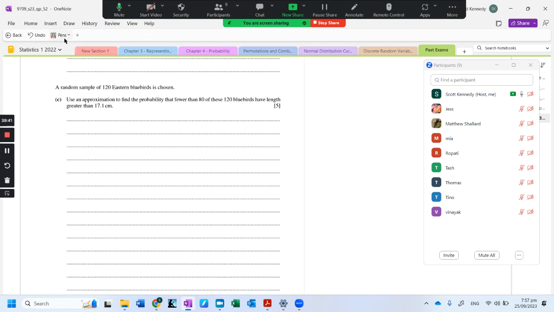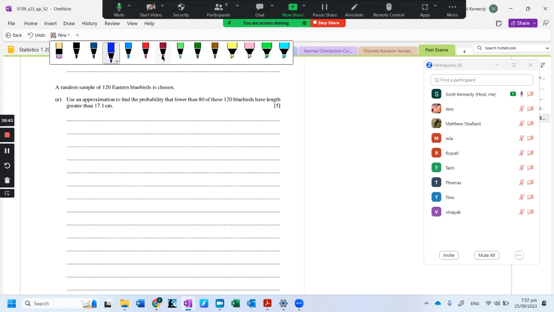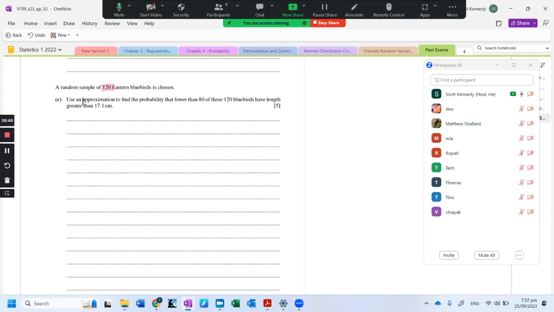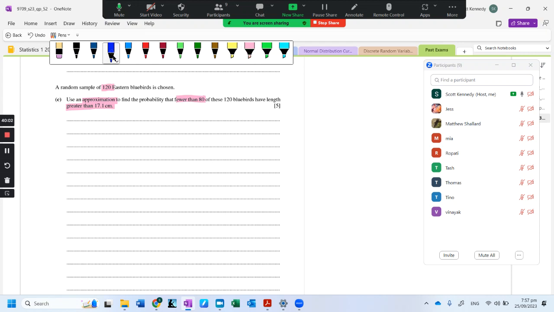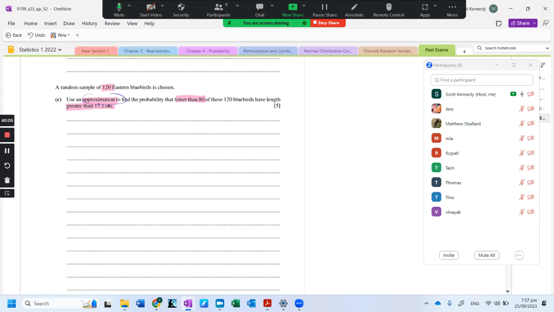Okay. A random sample of 120 eastern bluebirds is chosen. Find approximation. There we go. What are we doing, Jess? Yeah, so this is going to be turning a binomial into a normal, because it's got this approximation business here.